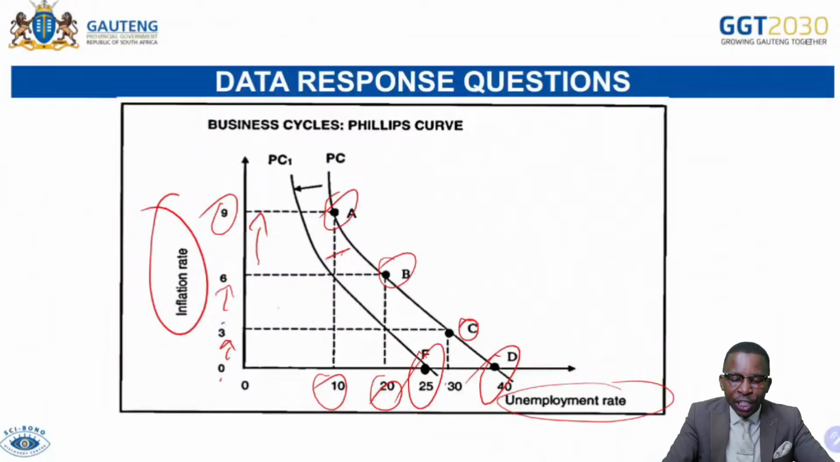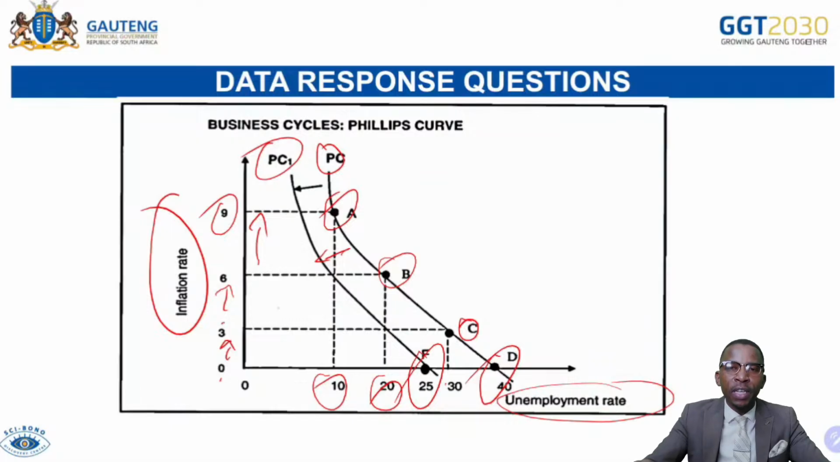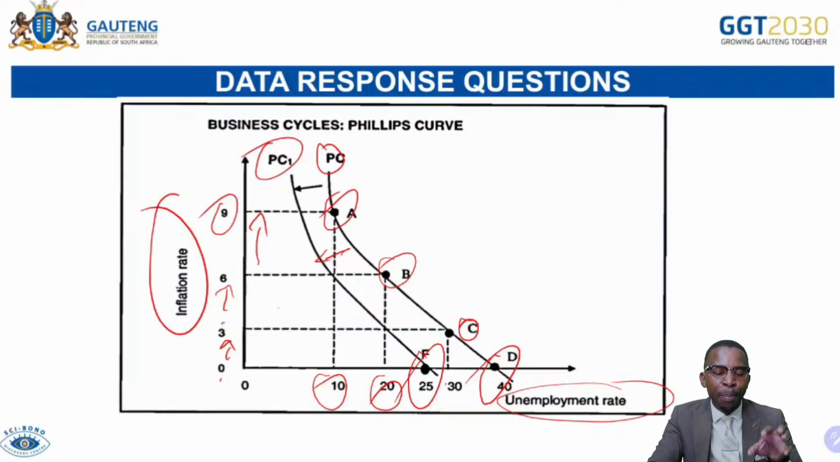We can see that there's a shift of the Phillips curve from PC to PC1. What is the cause of this? This is caused by the improvement of the supply side policies, such as education and training, skill development. Those are parts that can shift the supply side policy. We call that human resource development.